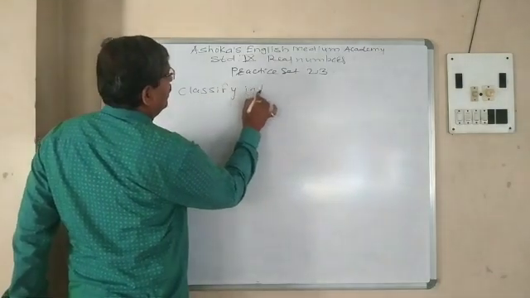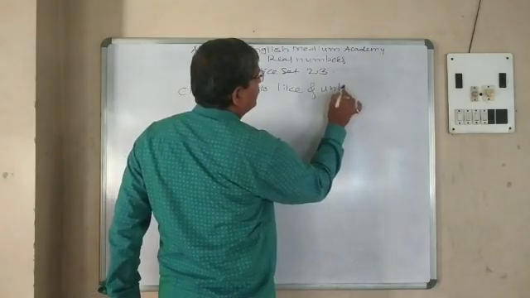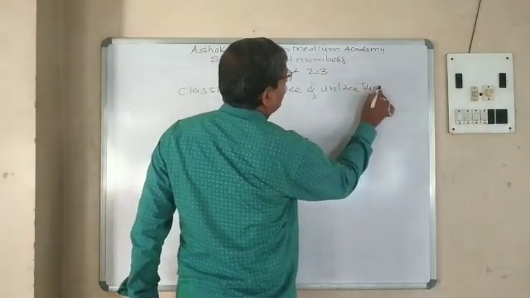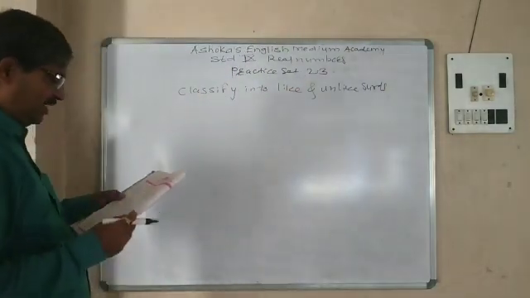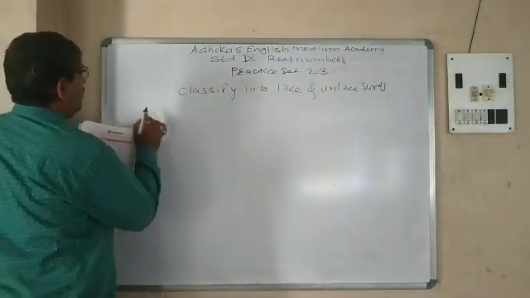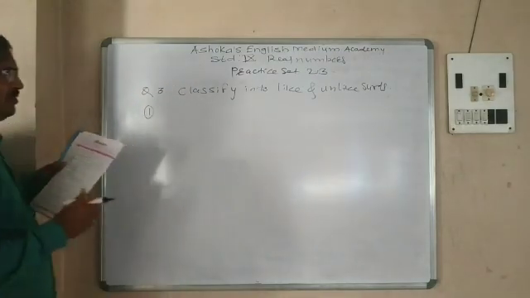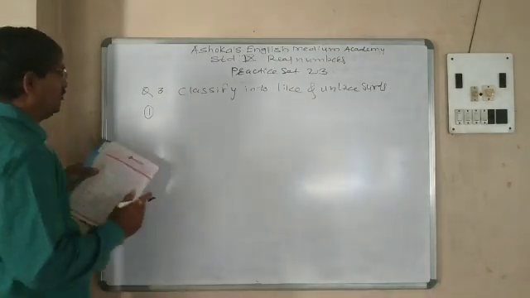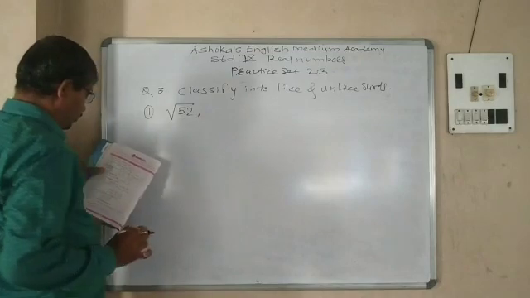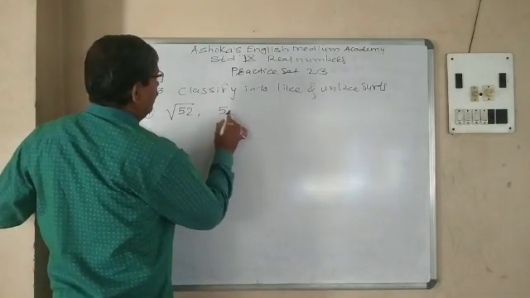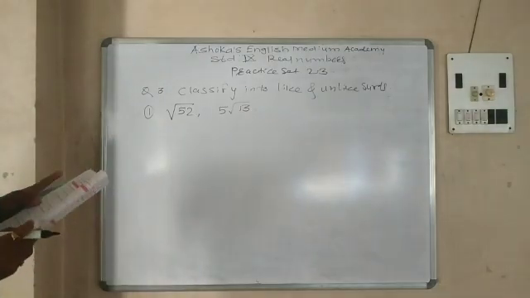Classify into like and unlike surds. Now question number 1: root 52 and 5 under root 13.